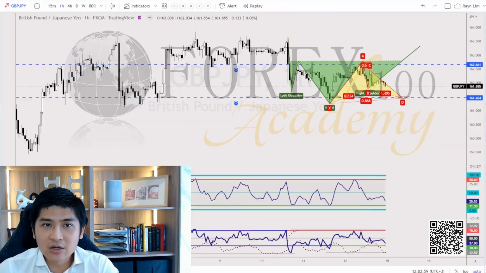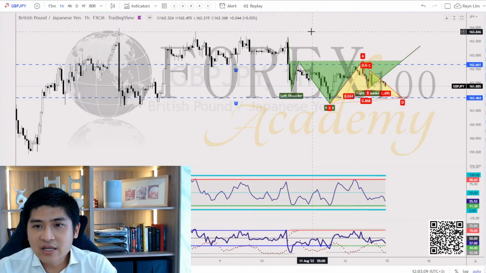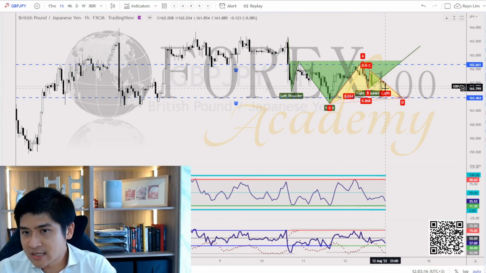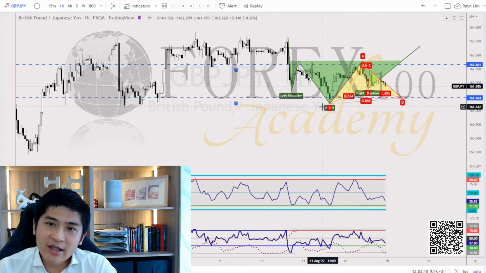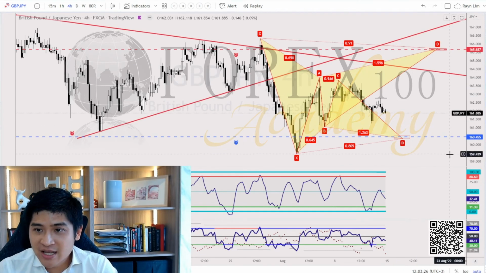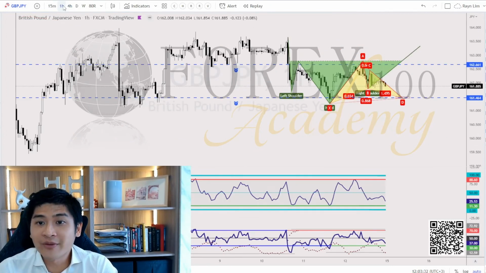So what I have over here is that if the market breaks and closes below this low point, then I might have a deep bullish Gartley pattern. Completion price about 161.46, which is easily 100 pips. You see, 160.45. Easily 100 pips away from the 4-hour deep Gartley pattern.